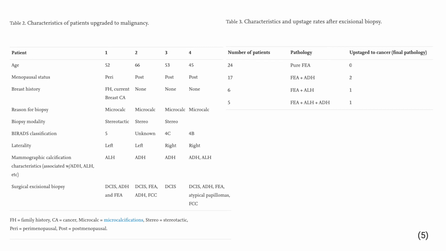Here we can see from one of the papers provided for our pre-rotation readings, the discussion of characteristics of patients that had FEA on their core needle biopsy that was then upgraded to malignancy. So these 4 patients all had other pathologies associated with them. And when you look to the table on the left, you can see that for the 24 patients that had pure FEA, none of them were upstaged to cancer. However, 2 that had ADH were upstaged, and the one with ALH and one with ALH and ADH was also upstaged.